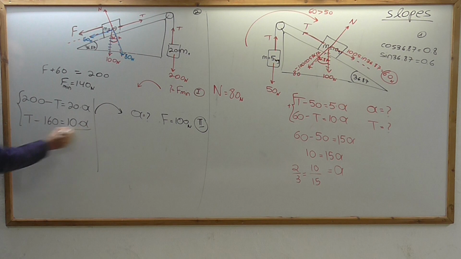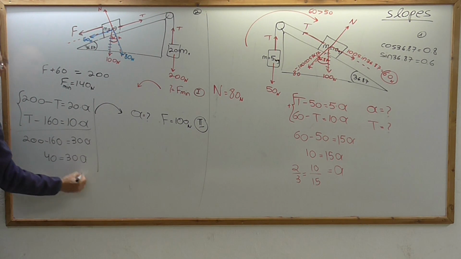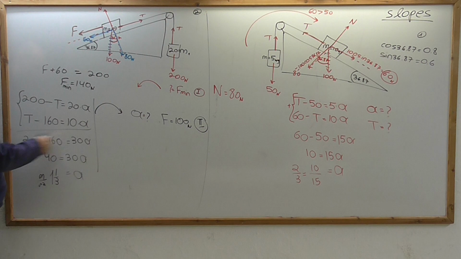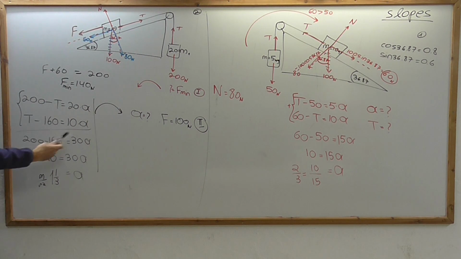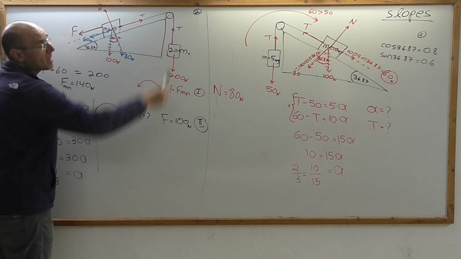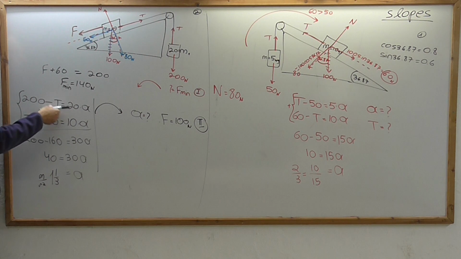Okay, so if I add them up, I'll get 200 minus 160 equals 30A, 40 equals 30A, A equals 1 1/3 meters per second squared, of course. So, how do I know that this equation is okay? 200 is this force, 160 is this force, 200 minus 160 equals the mass of the system, which is 30, multiplied by A. This equation I could have gotten if I were to look at the system as a whole, as one.